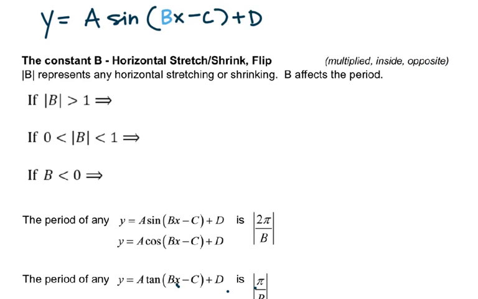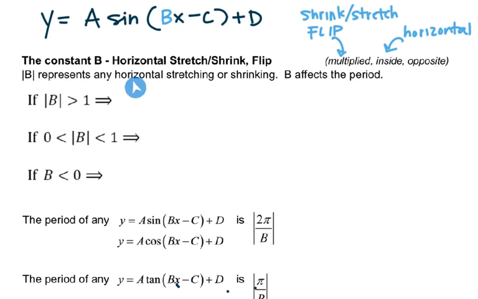Remember, x is bad, so whenever things are on the inside, they're always going to behave the opposite of how we think. Now, a couple things we know: multiplying makes us think it's going to be a shrink or a stretch or possibly a flip. And inside, I know this is going to be horizontal. So b, the absolute value of b, represents any horizontal stretching or shrinking, so stretching out or shrinking in.